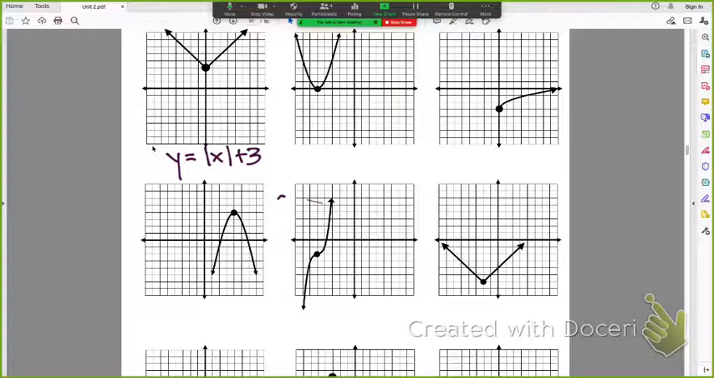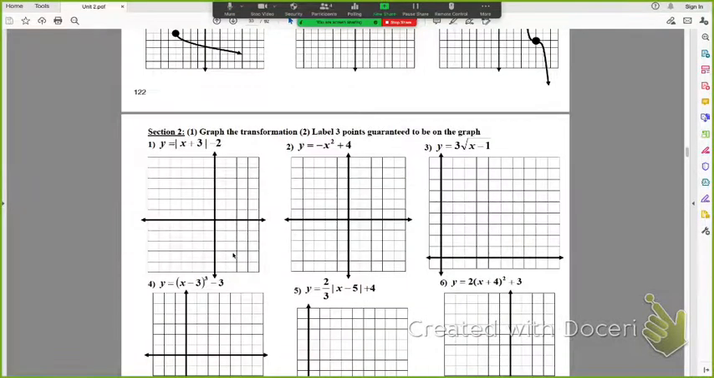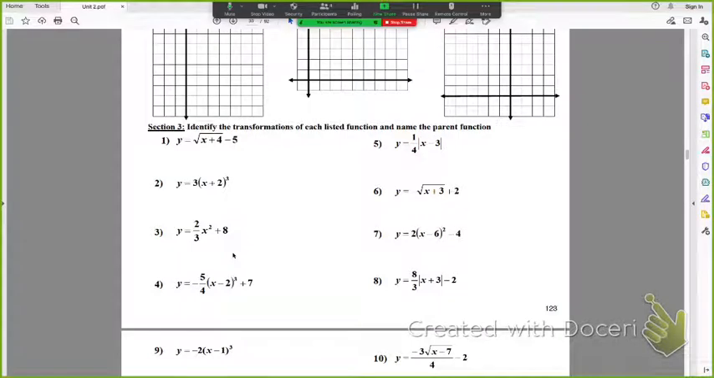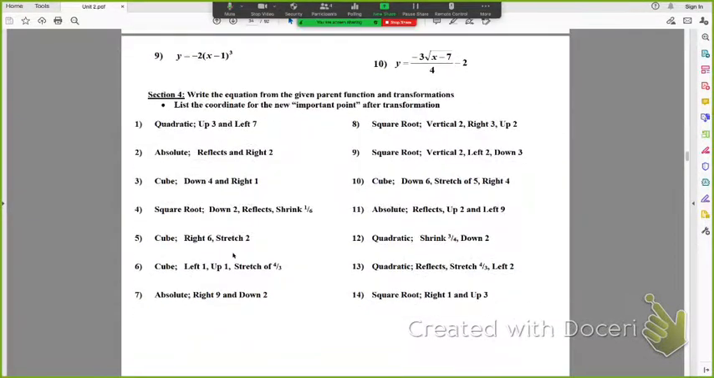On section 3, on page 123, all you are supposed to do is name the parent function and say the transformations. So the first question there, square root, left 4, down 5. Done. Okay, don't take too long on these. On section 4, you are writing the equation. They are telling you this is a quadratic. So that's an x squared function, moved up 3 and left 7.